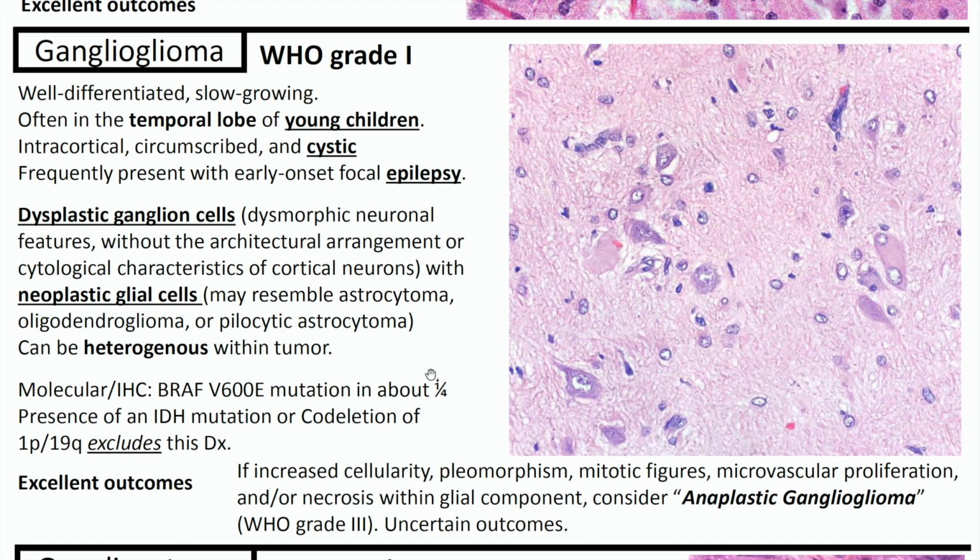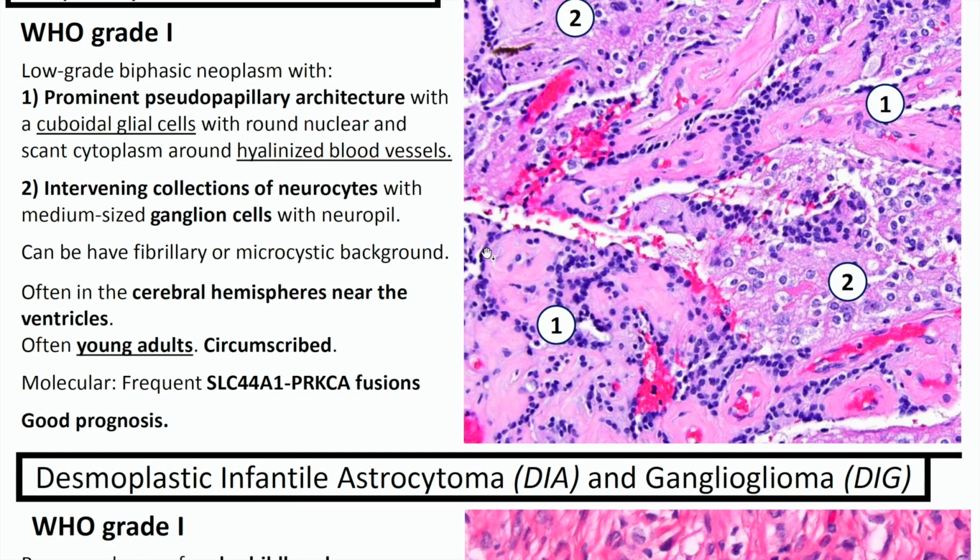Of note, if you have increased cellularity, pleomorphism, mitotic figures, microvascular proliferation, and/or necrosis within the glial component, consider anaplastic ganglioglioma, WHO grade 3, with uncertain outcomes.